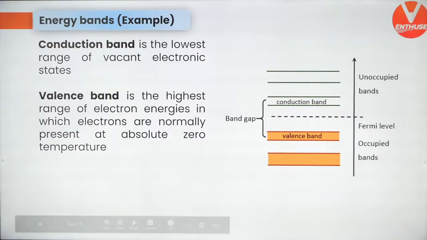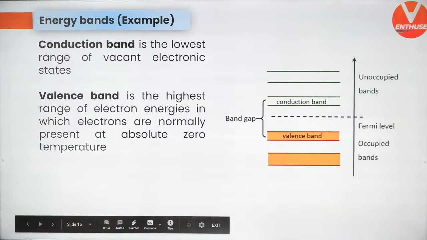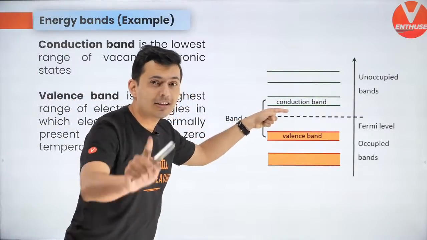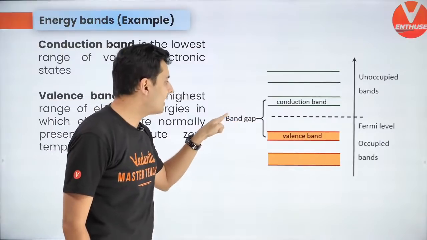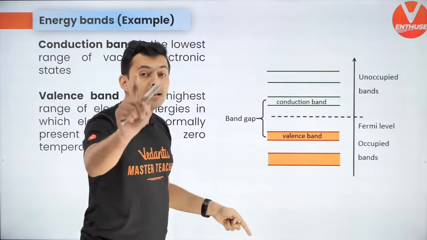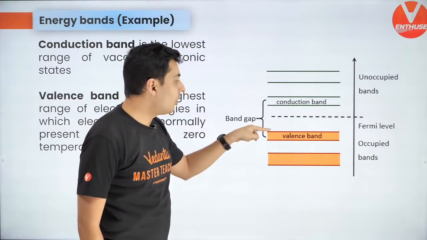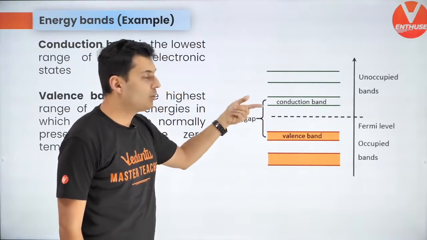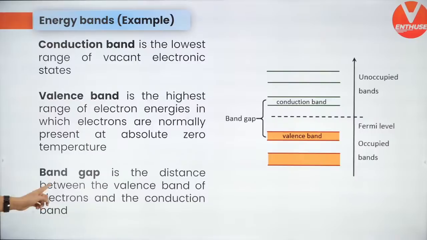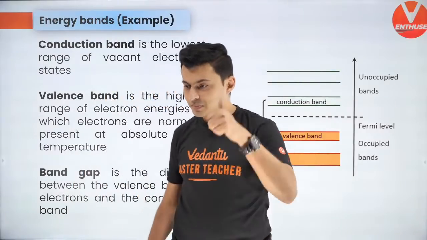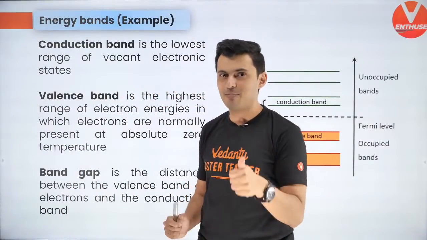Very good. And the gap between them, this is very important, note it down: band gap. What is the band gap? It is the gap of energy between the lowermost conduction band and the uppermost valence band. So the band gap is the distance between the valence band of electrons and the conduction band. I hope this is clear.